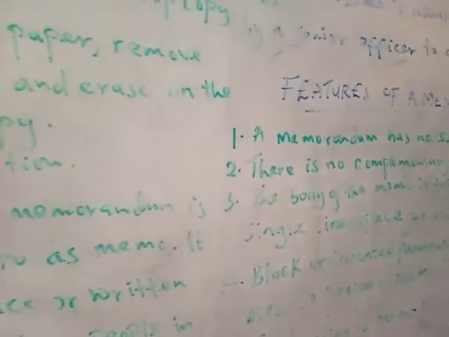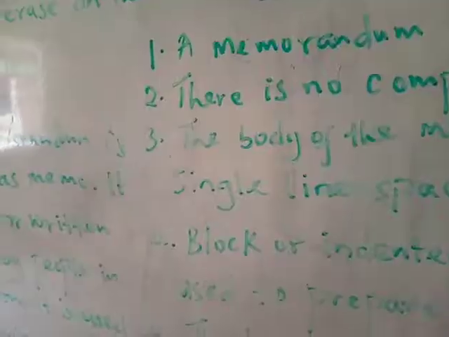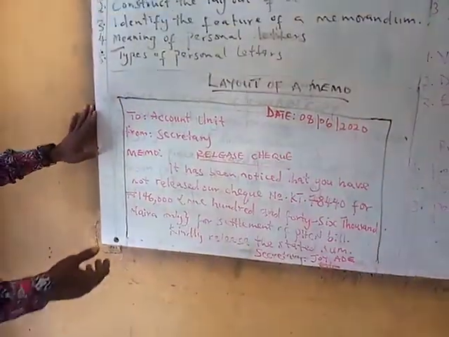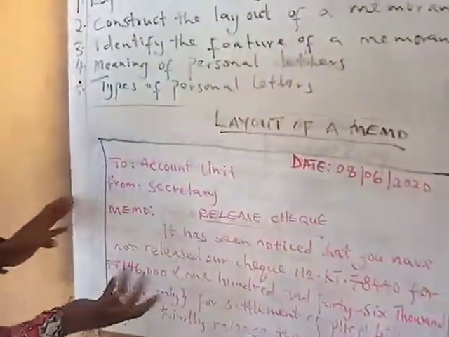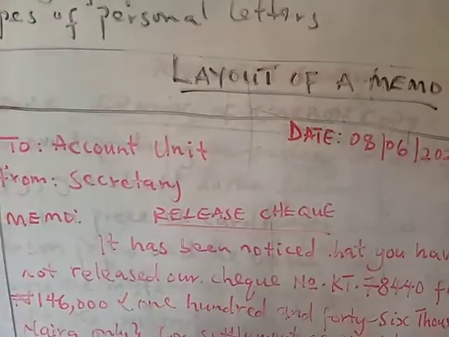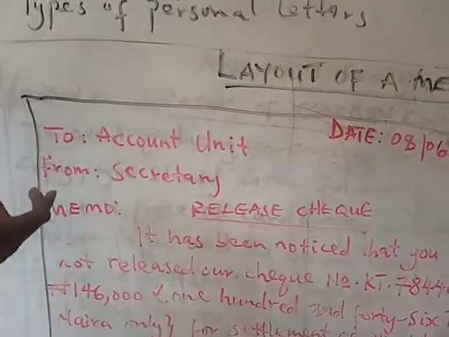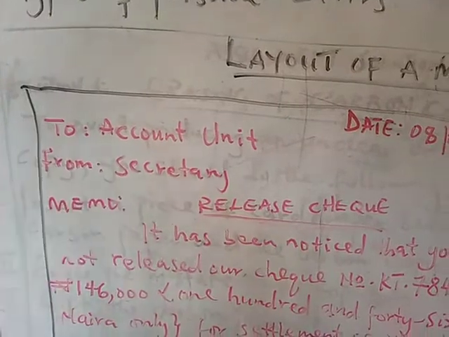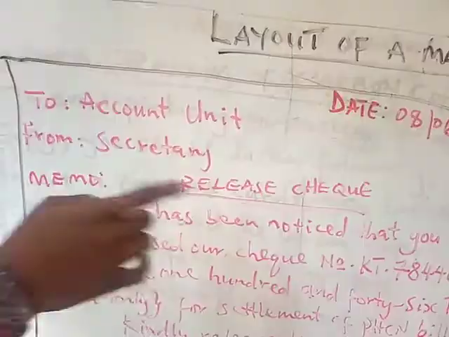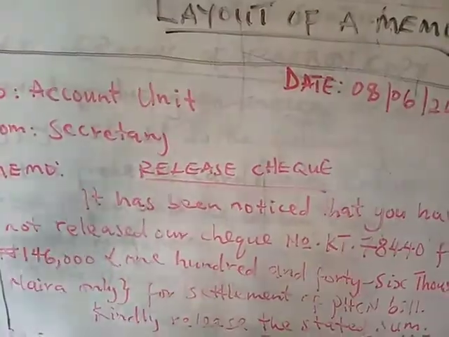So having said that, follow me to the layout of a memo. All right, so this is the layout of a memo. Like you can see, the date comes first on your right hand. Then the person you're writing to will be addressed, and you put from the sender, which is the secretary. So this is the way a memo looks. No salutation, no complimentary closing, like we have mentioned before.